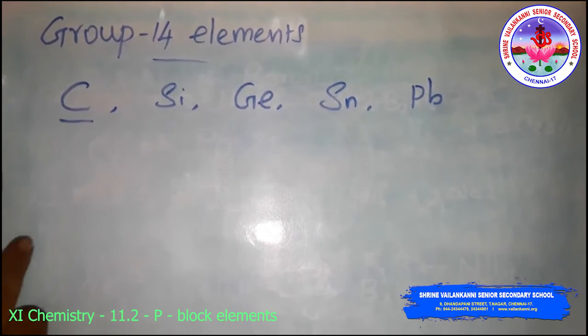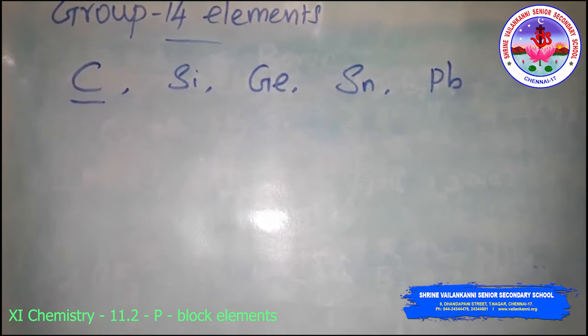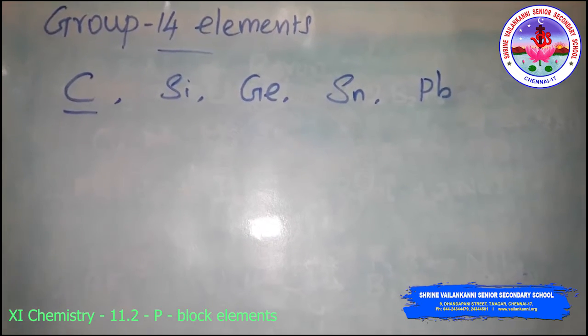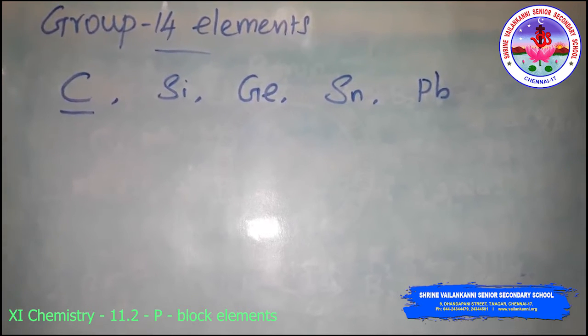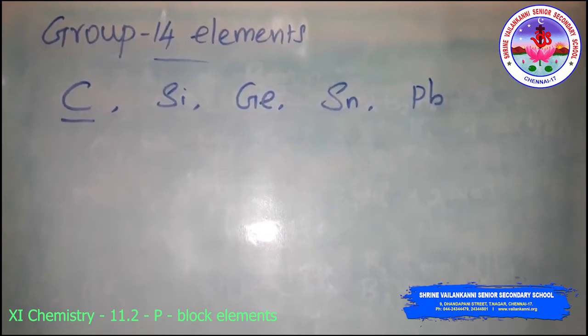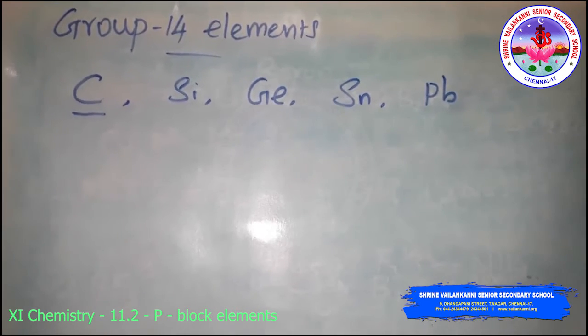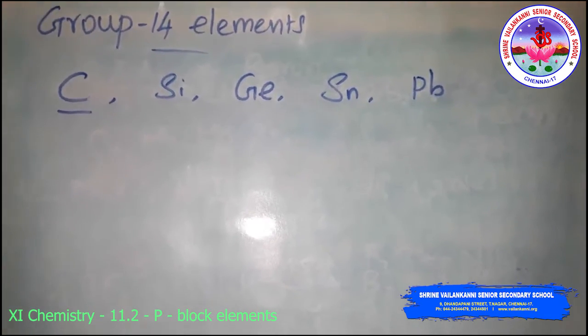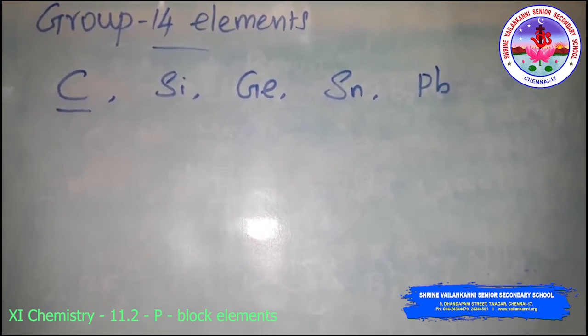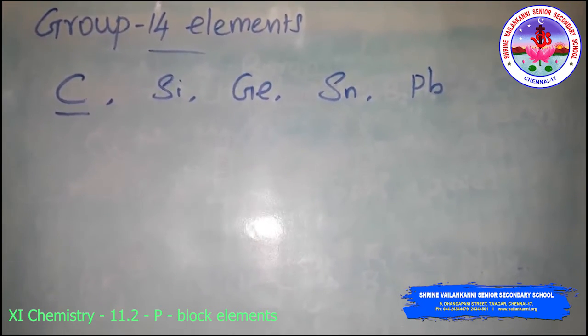Here carbon is the 17th most abundant element by mass in the earth's crust. It is widely distributed in nature. They are available in free state as well as in the combined state. The elemental state is available as coal, graphite and diamond.